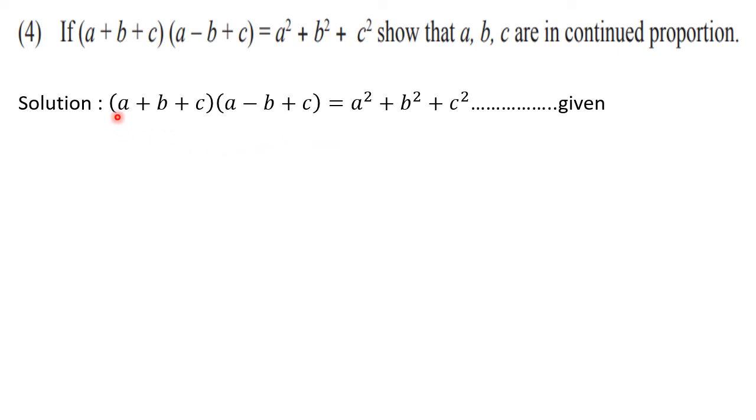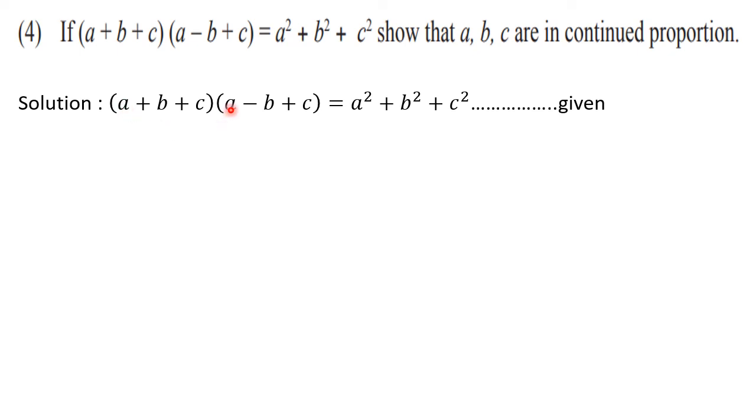Okay, so we will write down the equation as it is from the question. (A plus B plus C) into (A minus B plus C) is equal to A square plus B square plus C square. This is given. Now let's open these brackets, or let's expand the left hand side. So we are going to multiply each term by each term. So all of you start writing.